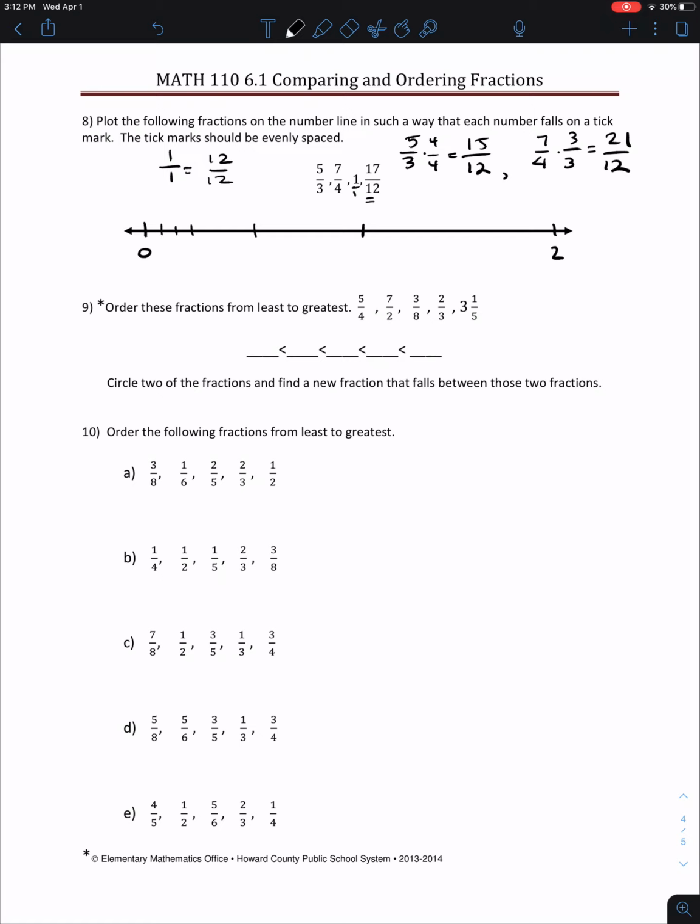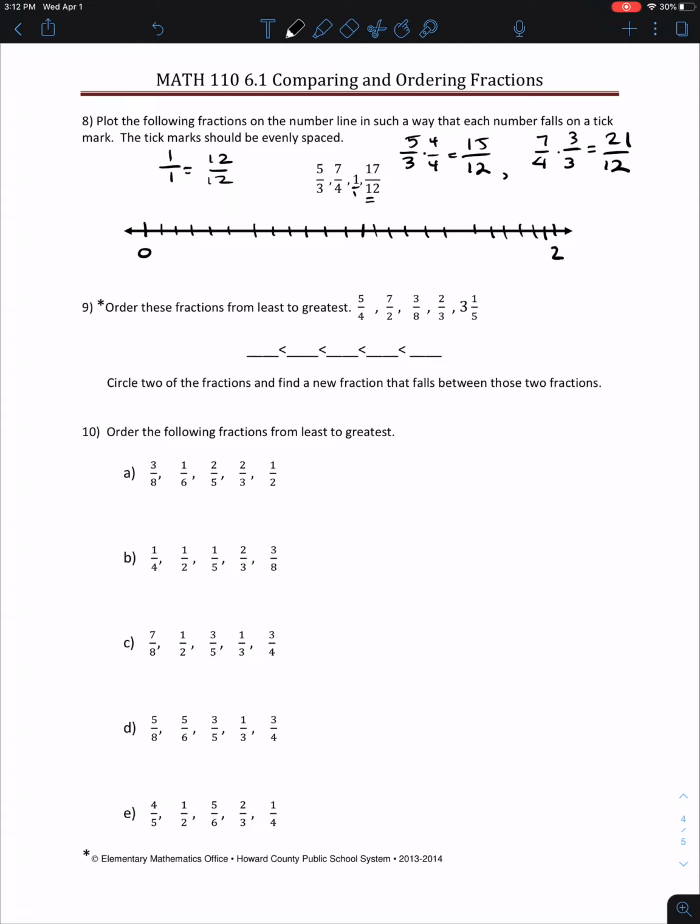So 1, 2, 3, 4, 5. 1, 2, 3, 4, 5. And then same thing up here, divide it in half. And 1, 2, 3, 4, 5. That was pretty terrible, but again, you get the idea.